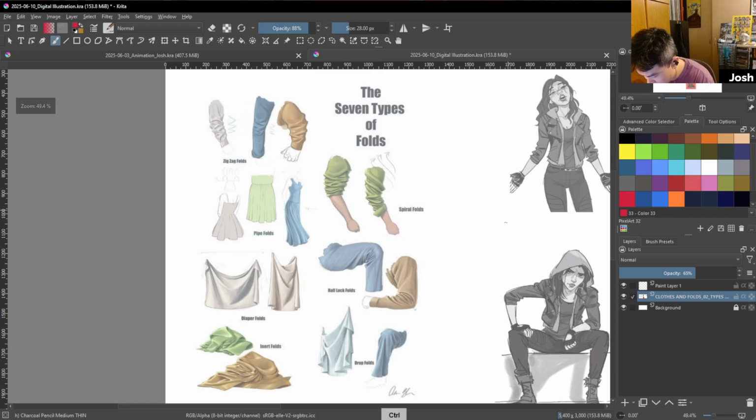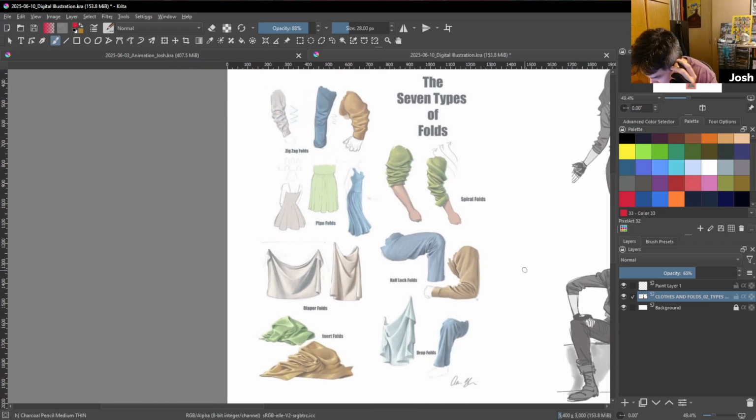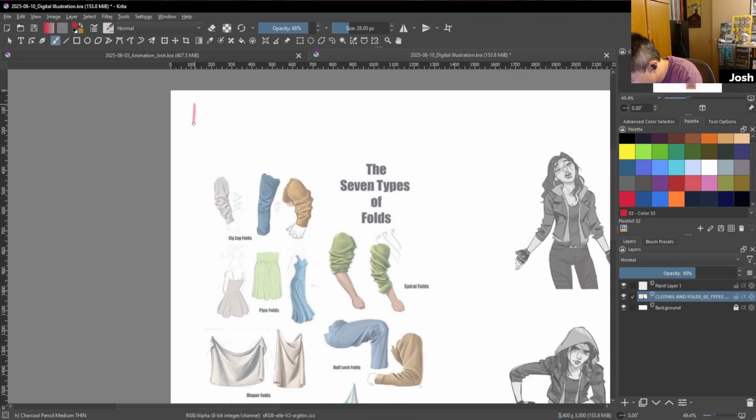Now, I'm going to send this out afterwards as well, but in general, these are the different types of folds that there are. And in order to identify them on a person, it's always best to look at the type of material that the clothing is made out of, the type of outfit that it is, and then also how it is sitting on the body. So those are things that you can keep in mind.